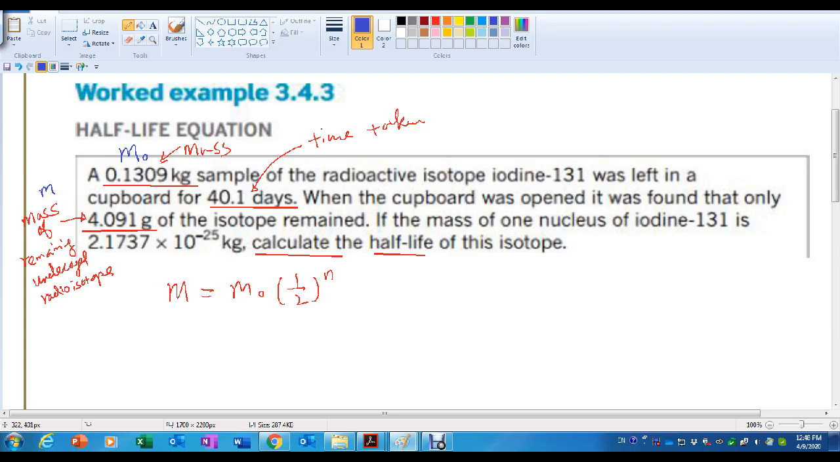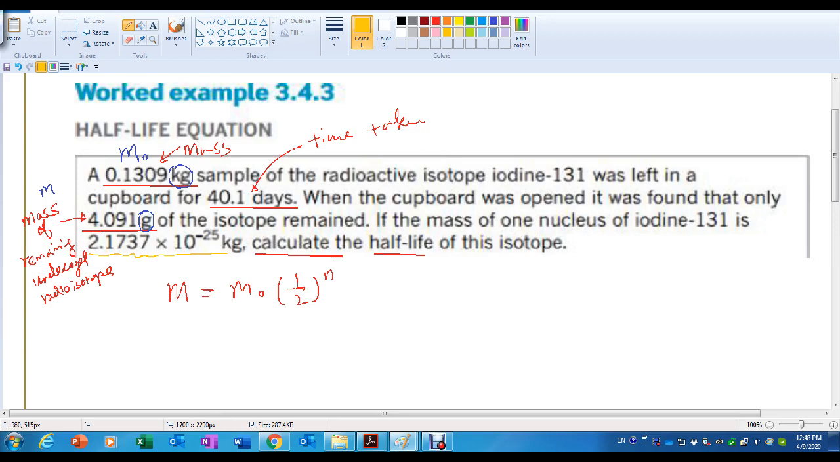But remember, if you look close enough, they have different units, so you need to convert them, all right? And there's another mass: the mass of one nucleus of iodine is given, so this is quite tricky. Are we going to use this one? Not necessarily, because that's just the mass of one nucleus, it's not the total mass of the undecayed nuclei or the total mass of the initial number of undecayed nuclei.